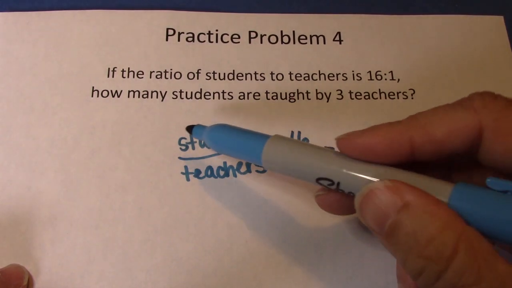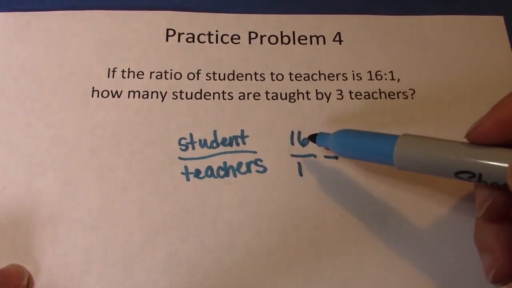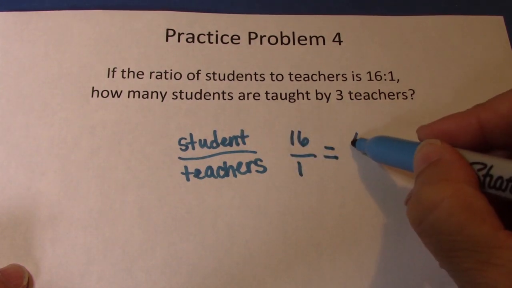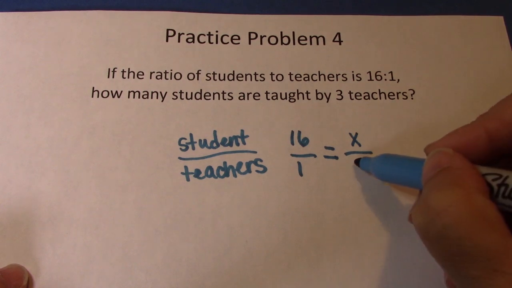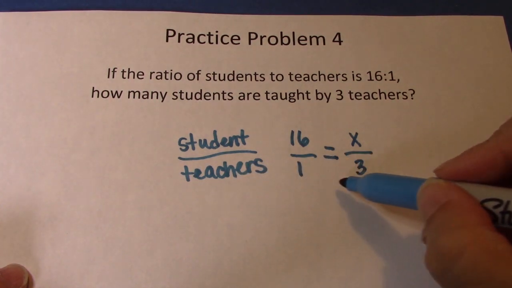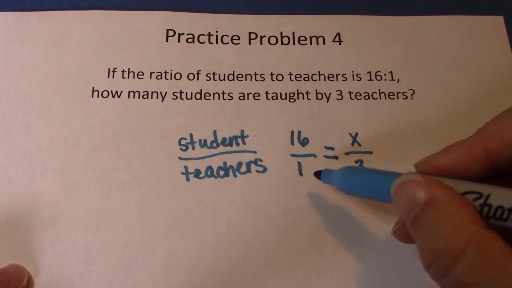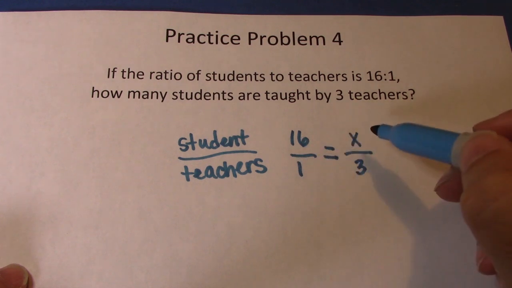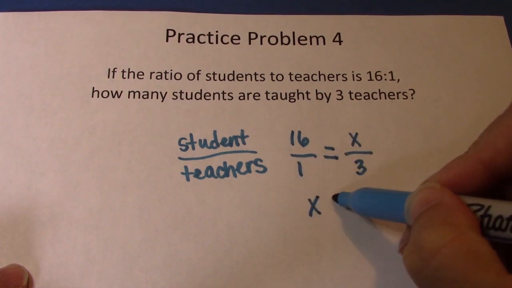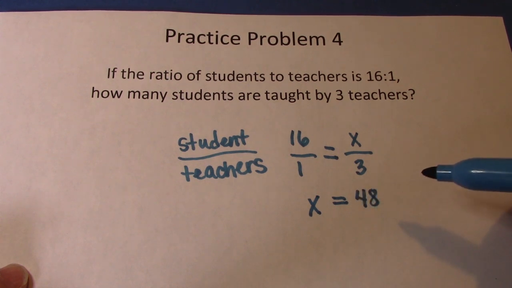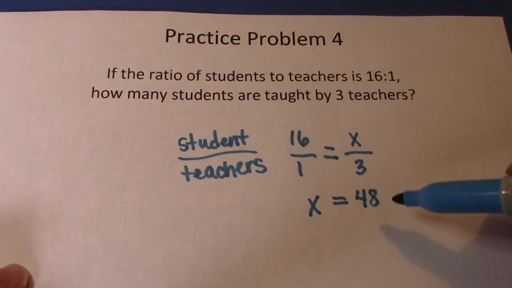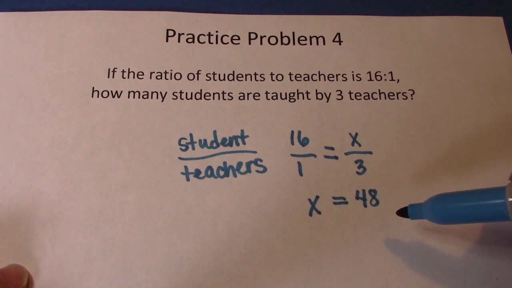Right? So now we'll apply this to what we want to know. How many students, we'll keep that on the top. That's how many. We'll represent that with x, are taught by 3 teachers. Great, so teachers still along the bottom. Here's our cross multiplication problem. x times 1 is x, and 3 times 16 is 48. So the 3 teachers will teach 48 students.